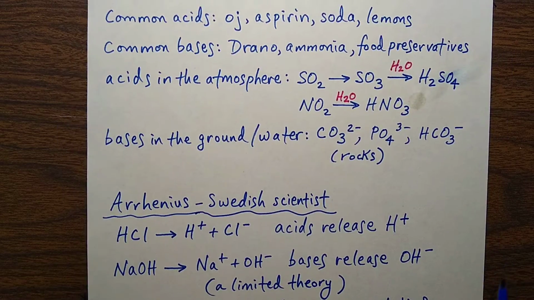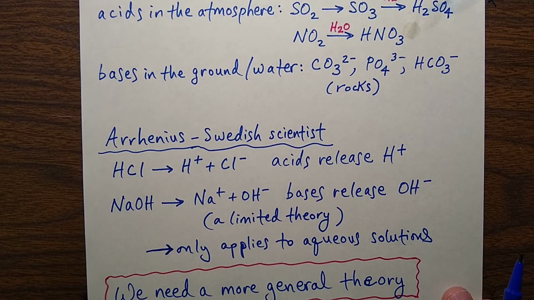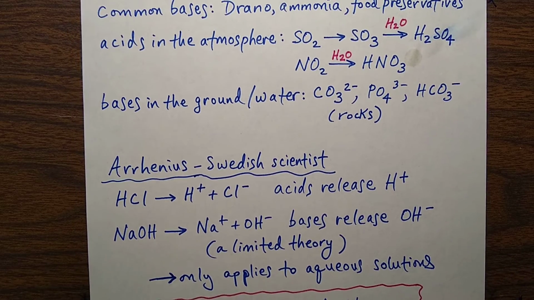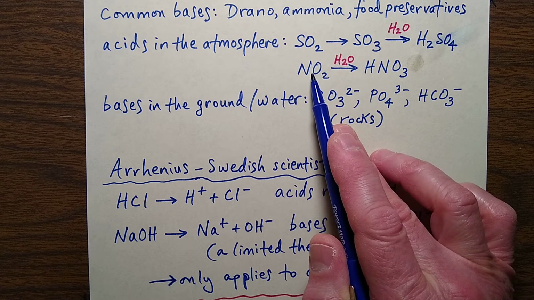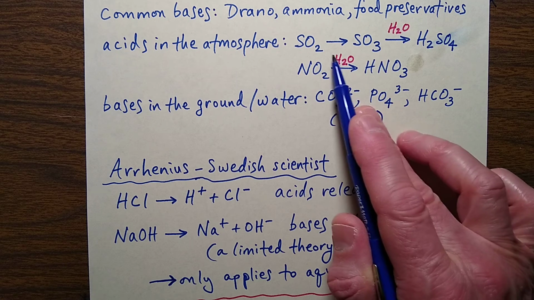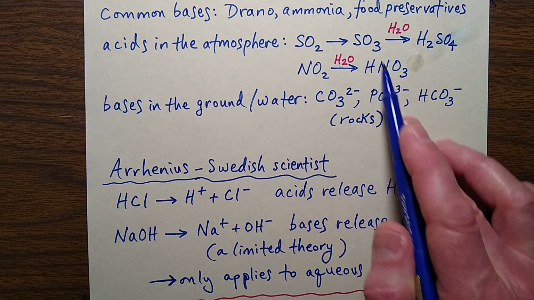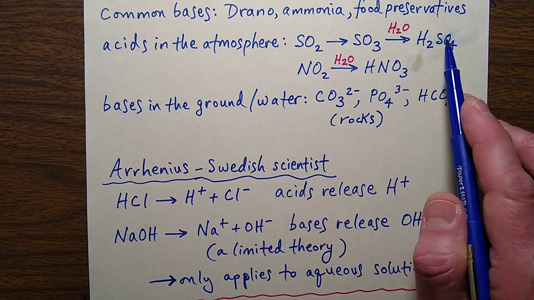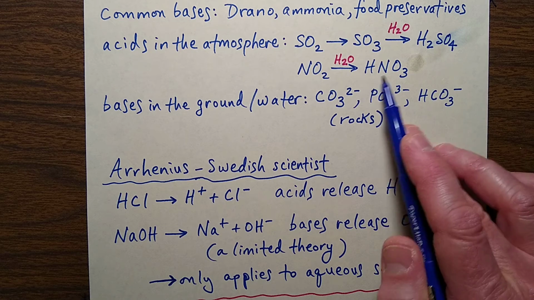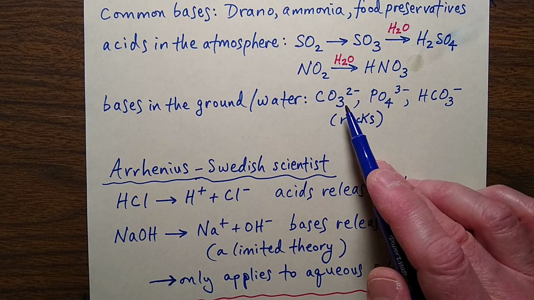There are acids in the atmosphere, mostly formed by gases from emissions from industry. So SO2 and NO2 are given off by car exhaust or out of industry. They can get oxidized in the atmosphere to SO3, and then they can combine with water to give you sulfuric acid or nitric acid as acid rain.